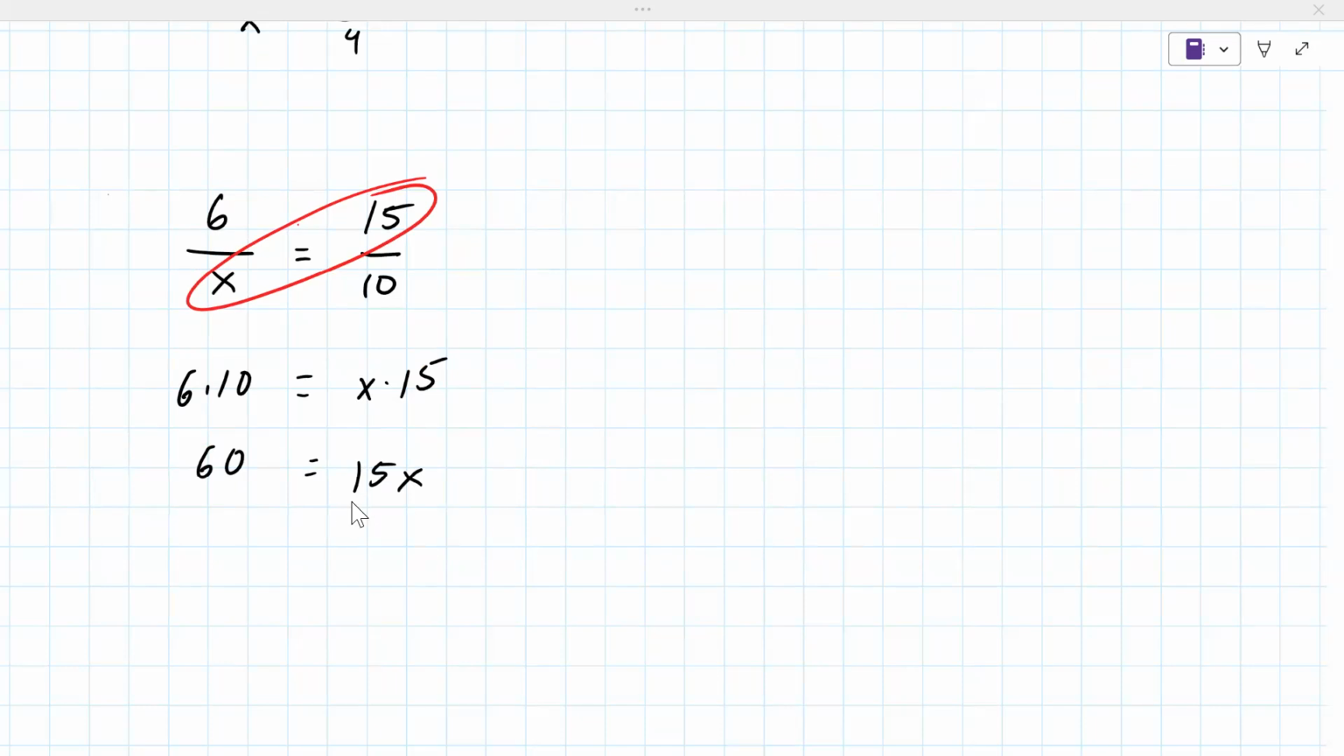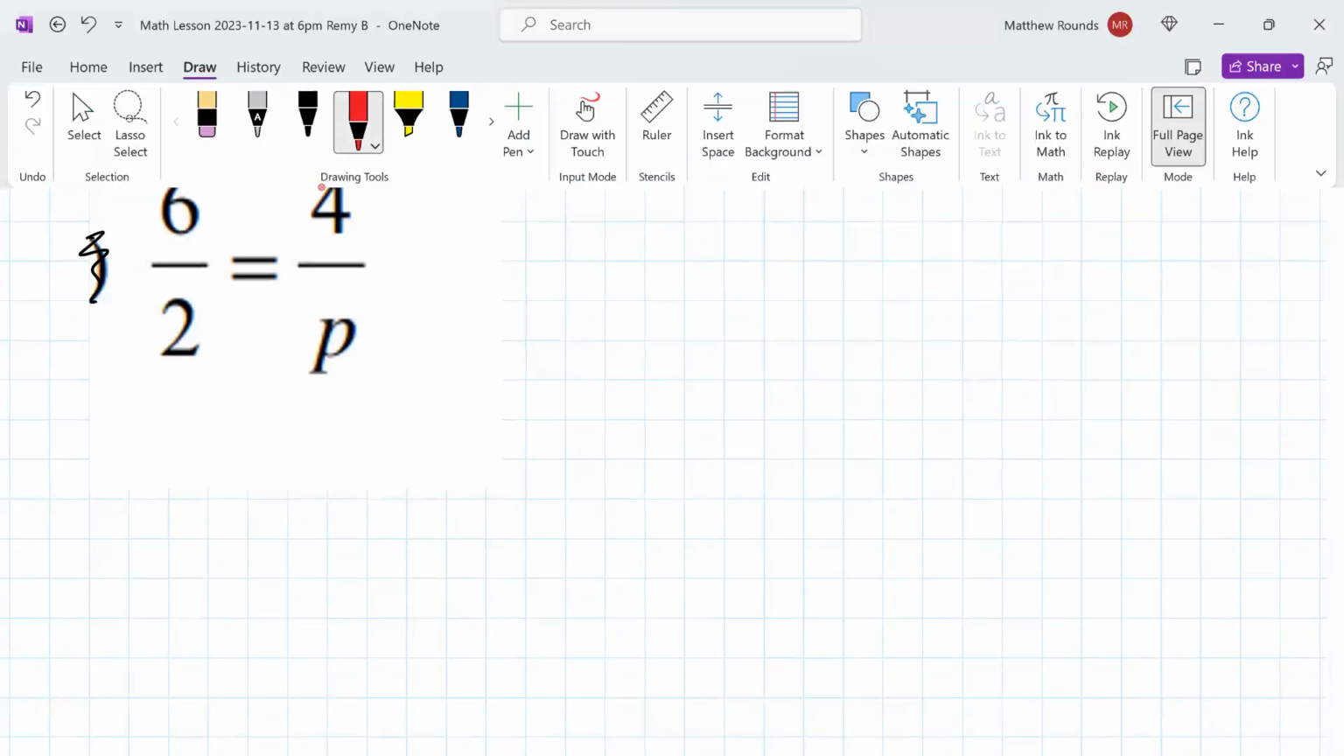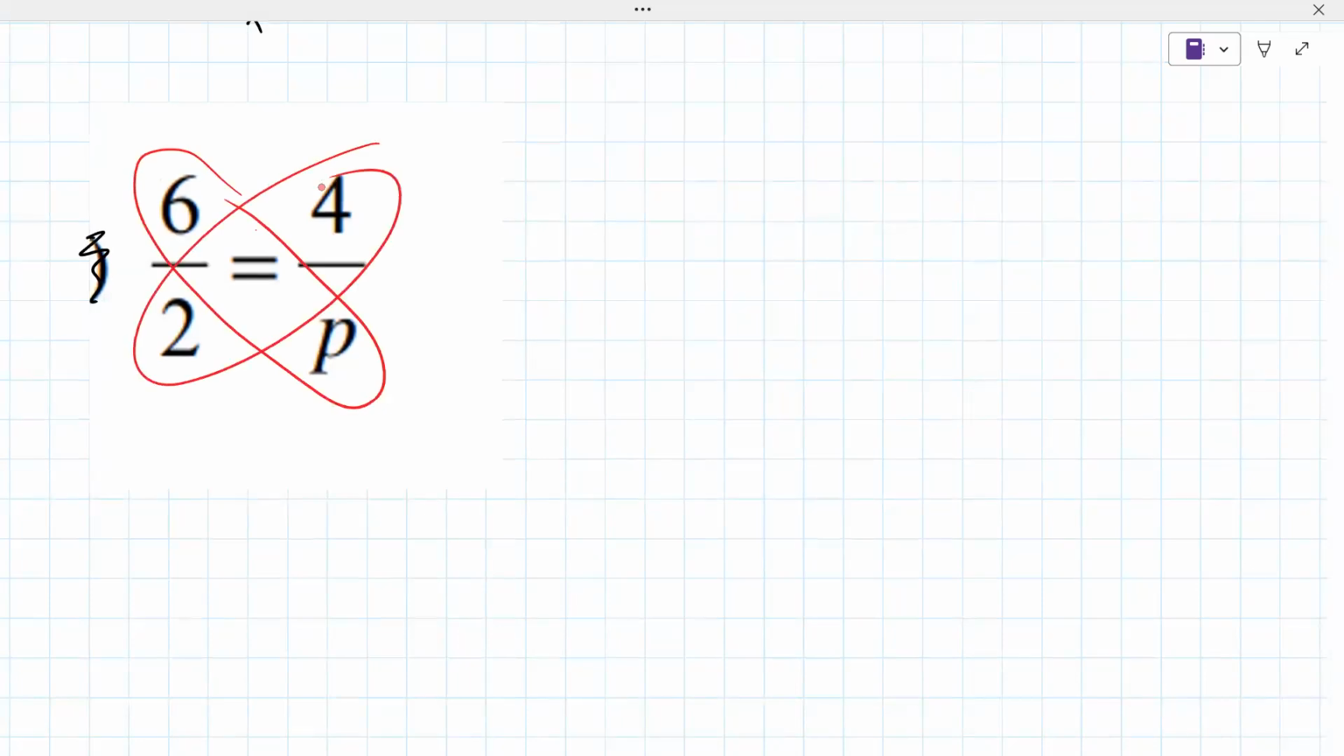So tell me the result. x equals 4. Good. Now, you can have any letter and it can be in any position. So here's a problem for you to try. You're going to multiply diagonally again, and you may have to reduce the fraction.